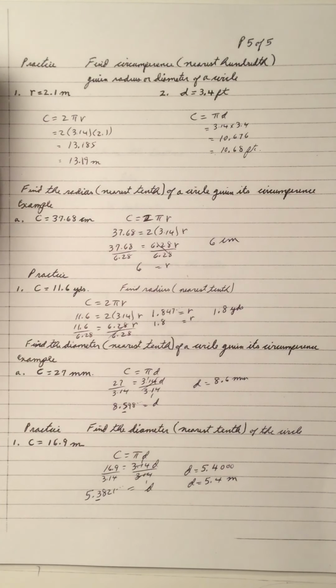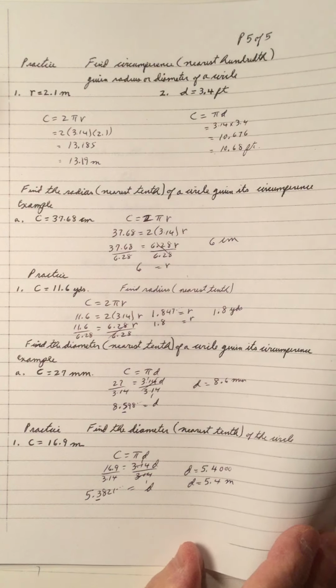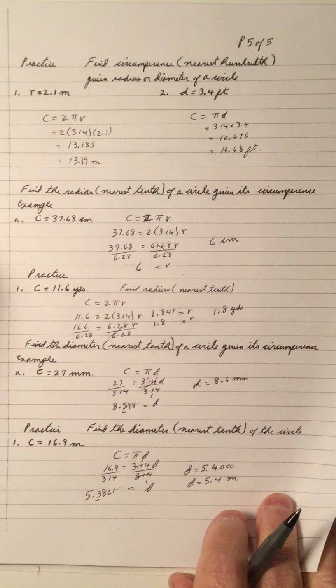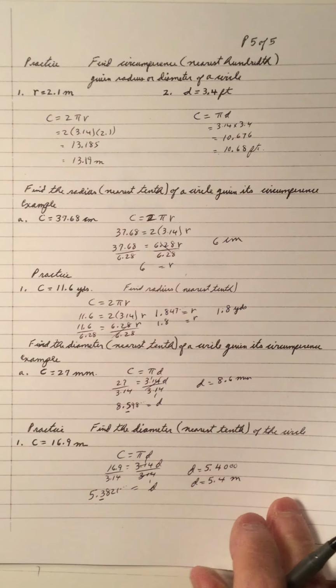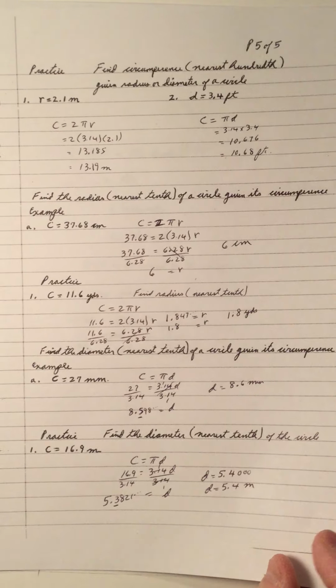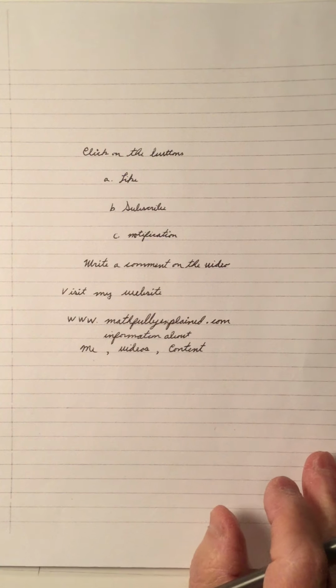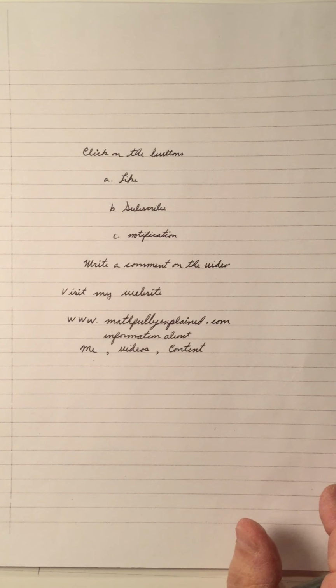And that's working out these diameter, radius, and circumference formulas. Notice how I worked them. The radius is half the diameter, the diameter is twice the radius. And the circumference is pi d, or circumference is 2 pi r.